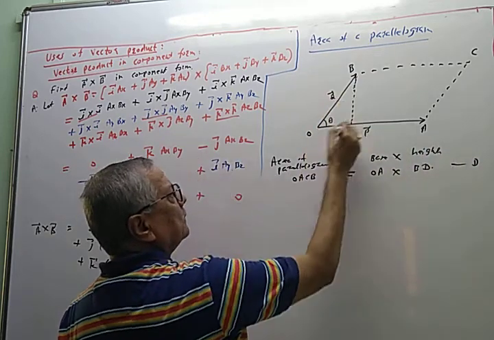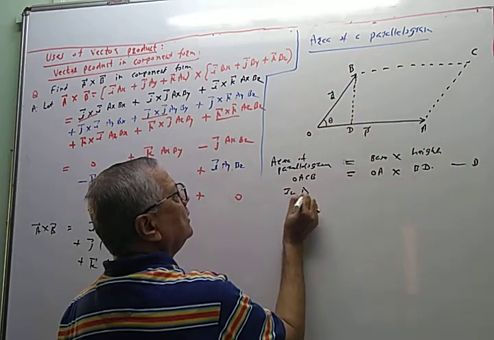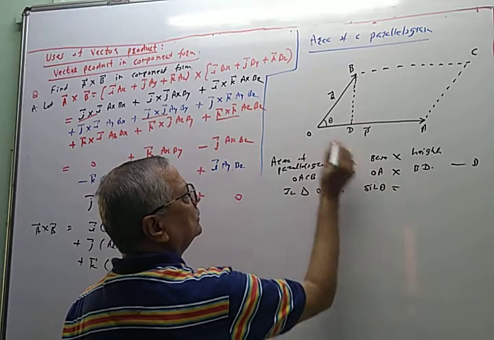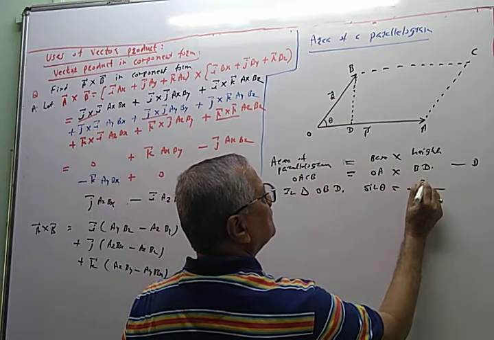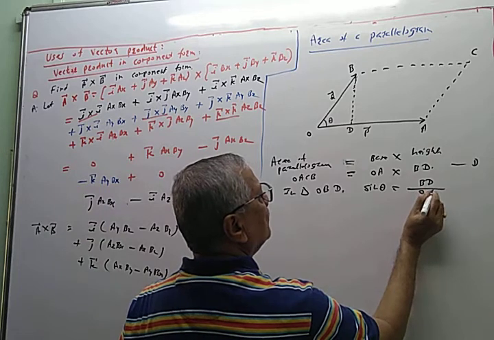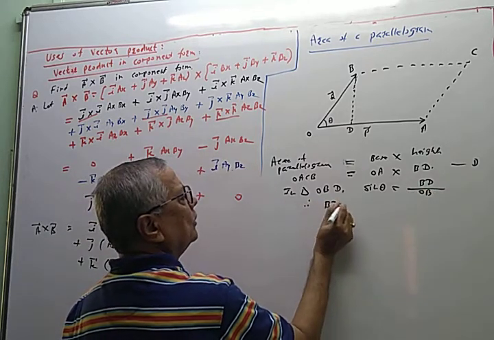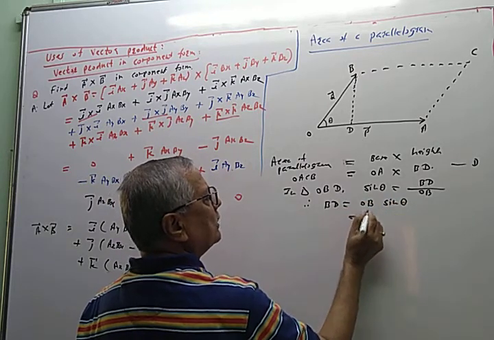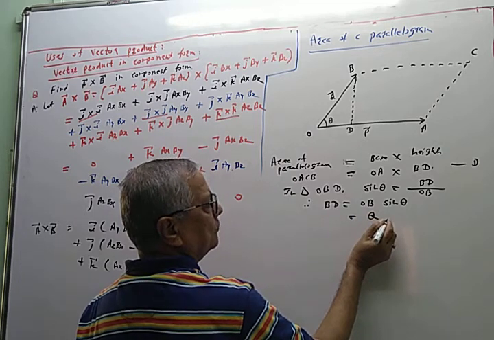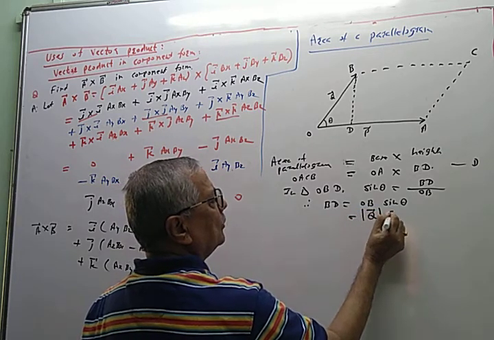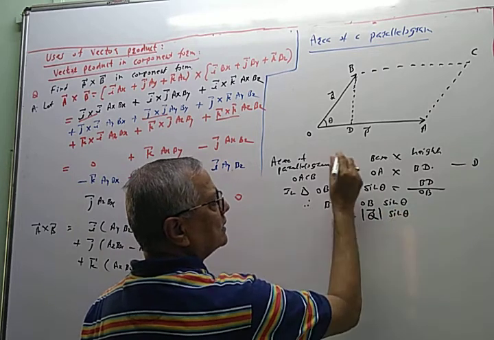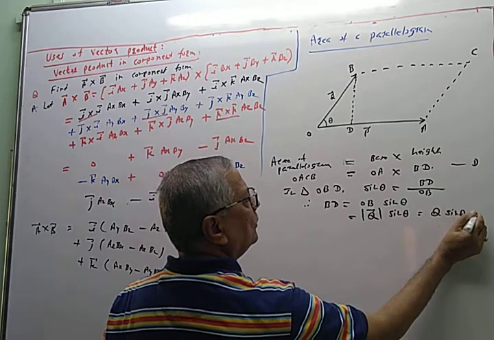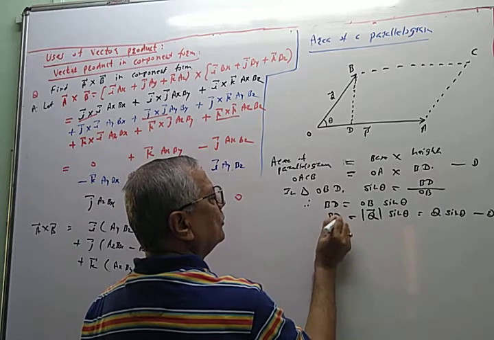Now this is a right angle triangle. So in triangle OBD, what is sin theta? Sin theta is equal to perpendicular BD upon hypotenuse OB, and therefore BD is equal to OB sin theta. But what is OB? It is the magnitude of vector Q. You can write like this: magnitude of vector Q times sin theta. Theta is a smaller angle between them, and therefore this is equal to Q sin theta. This is equation 2. BD is equal to Q sin theta.